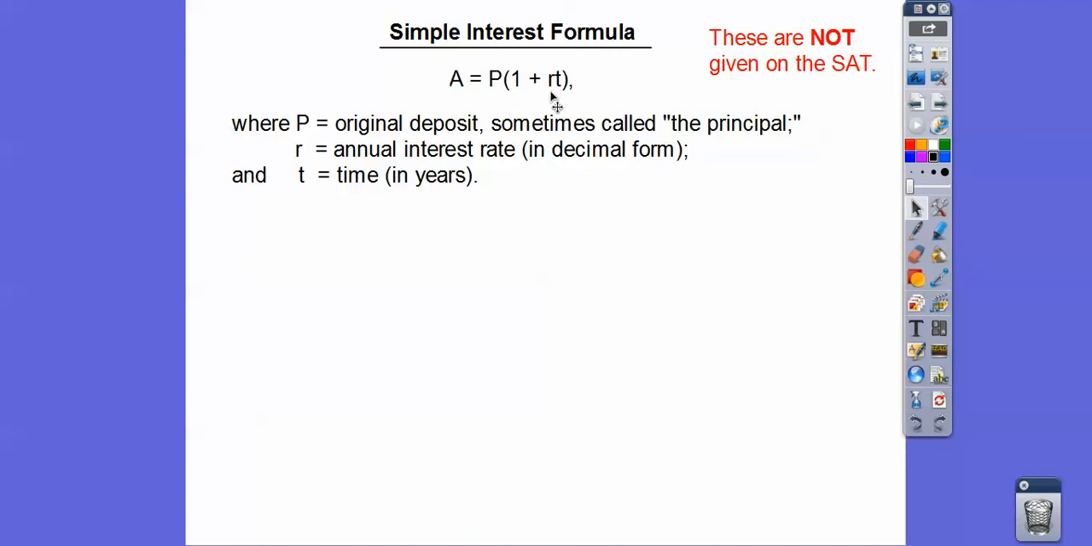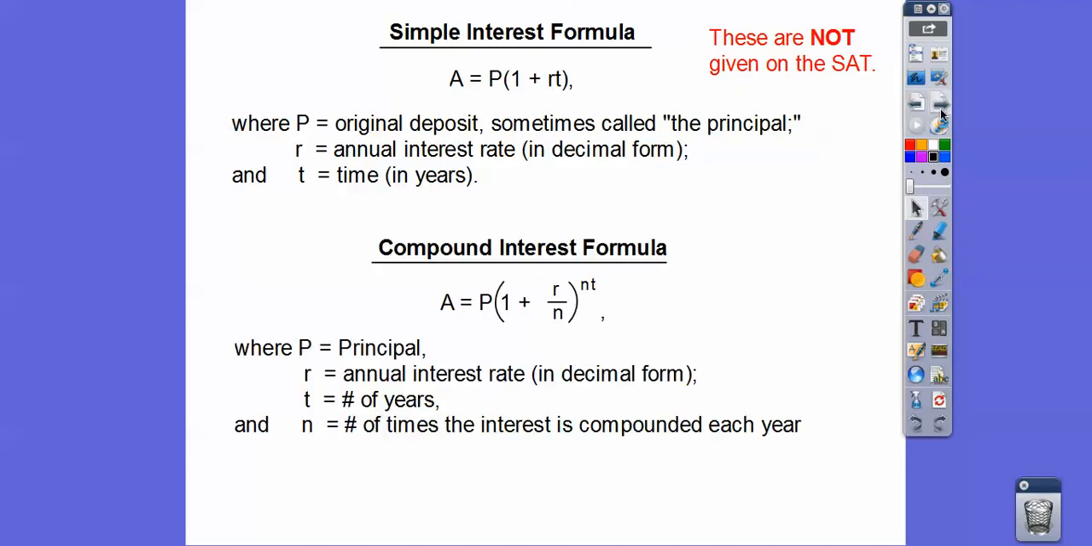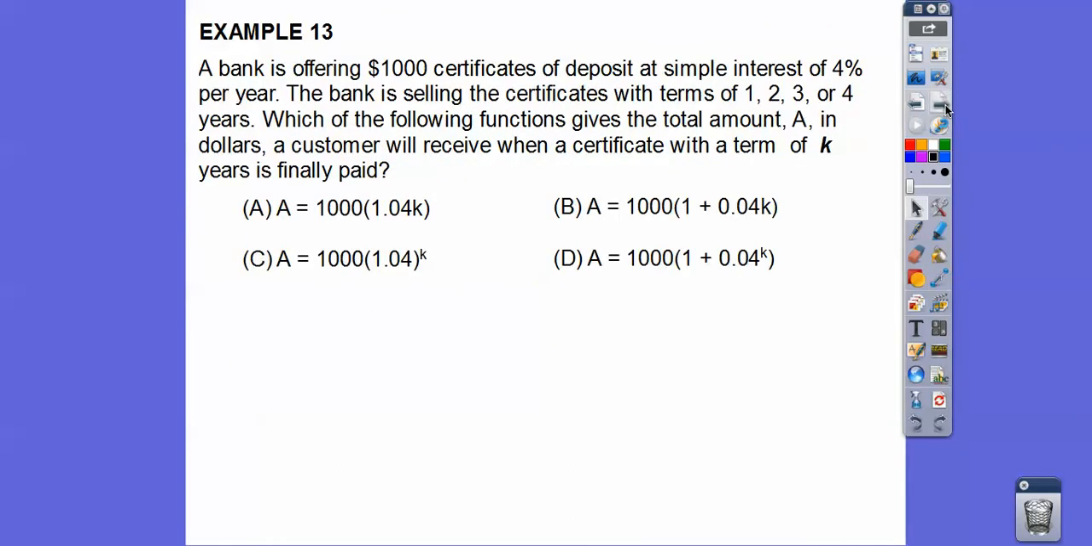R is the annual interest rate. So say it's like 5%, it would be 0.05, and T is the time in years. So that's simple interest. Otherwise you have compound interest, and compound interest is the principal times 1 plus R over N, and N is the number of times it's compounded per year. So if it's compounded quarterly, quarterly means 4 times a year, so N would be 4. If it's compounded monthly, it would be 12. Okay, how many times per year it's compounded? R is your interest rate, and N is how many times it's being compounded, and it'll tell you whether it's simple or compound. So you've got to know which one to use.